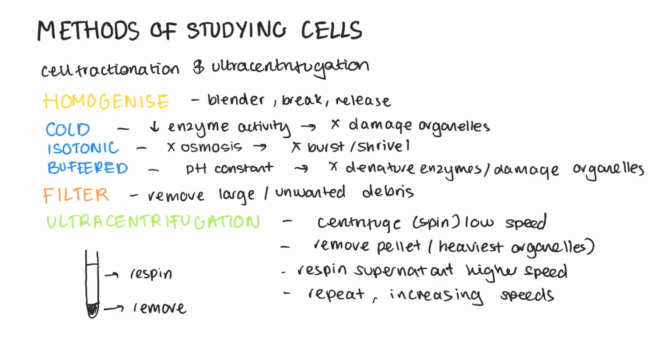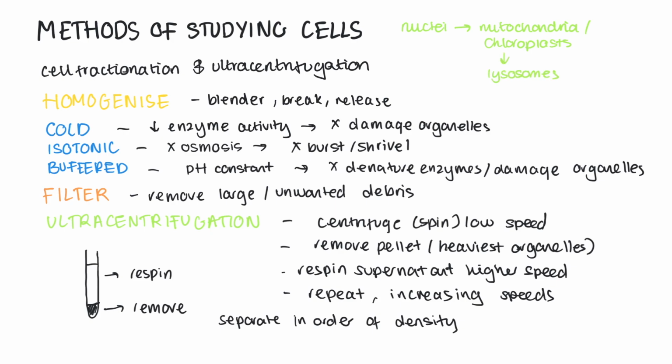We basically just keep repeating this at increasing speeds until we've separated out all of the organelles roughly in order of density. The order of these, the nuclei will always be the heaviest, and then it will be roughly chloroplasts if we're looking at plant cells, mitochondria, lysosomes, endoplasmic reticulum, and then ribosomes will always be the lightest. There will sometimes be some overlap between these, but the nucleus will always be the heaviest and the ribosomes will always be the lightest.